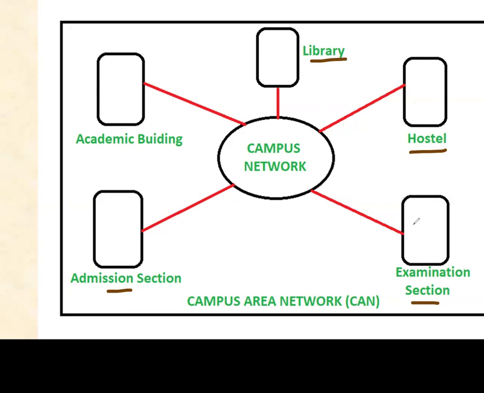Let us say in the examination section, there are 30 computers. In the hostel, let's say there are 90 computers. In the admission section, let's say there are 40 computers. Academics, let's say 180 computers. And library, let's say 230 computers.